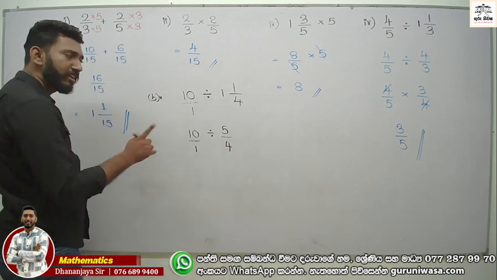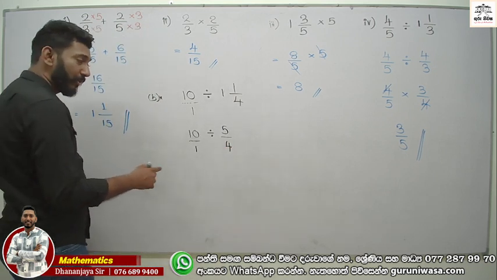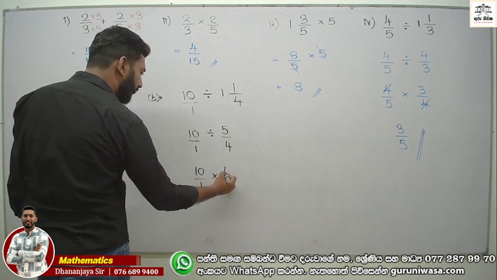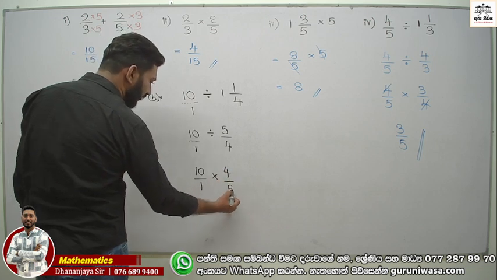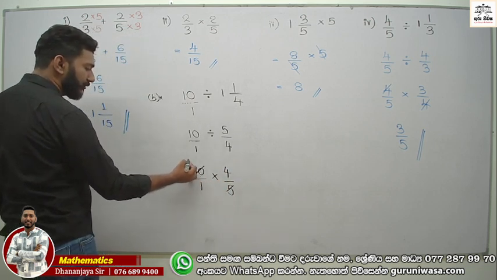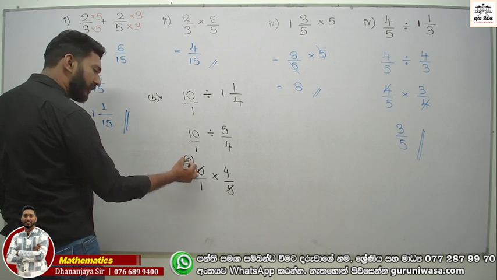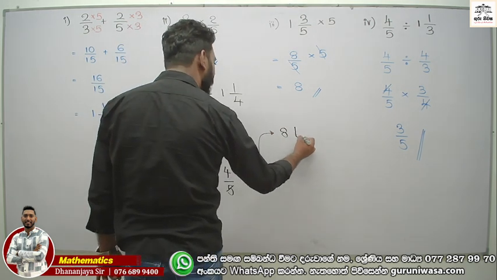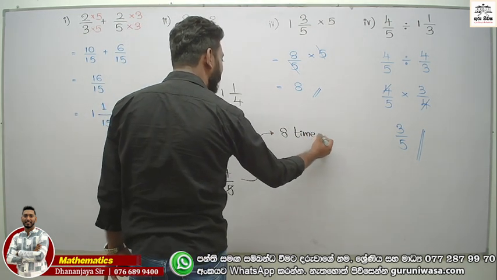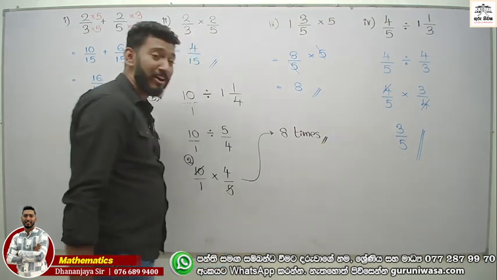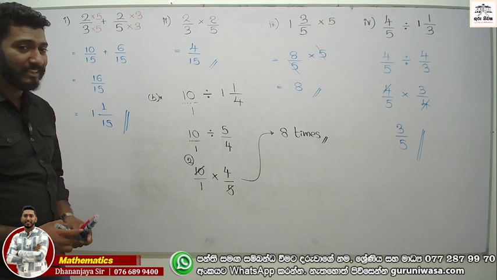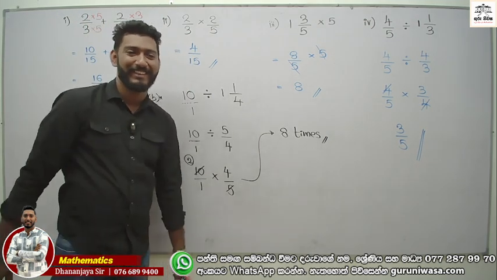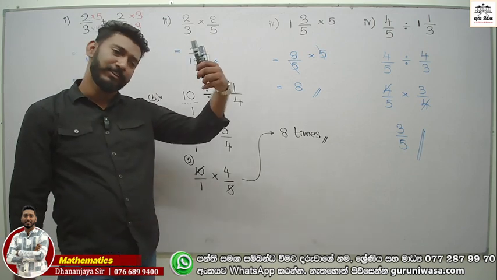Now you need to change it to the reciprocal. 10 over 1 multiplied by 4 over 5. 5 times 2 is 10, and 2 times 4 becomes 8. So the tractor loads sand 8 times. Do you understand, Elena? Imalka? Good. Done.